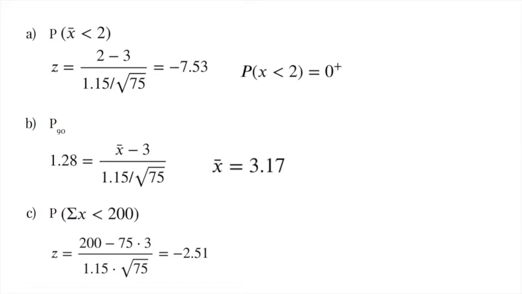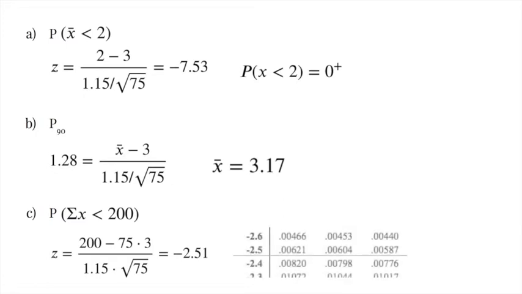So this gives us a z-score of negative 2.51. This one is pretty easy to find in the table. So right here at 0.00604, and that's our answer. Since this is a less than question, the area to the left is what we need, and so this answer is the correct answer.